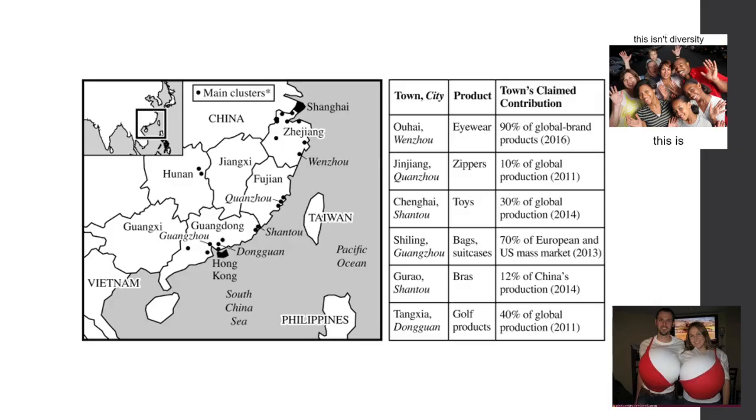And this actually does vary by year. So in 2016, 90% of global brand products was produced in, I don't even know how to say that town's name. But you can definitely see how prominent these special economic zones are based on how much this contributes to the production.